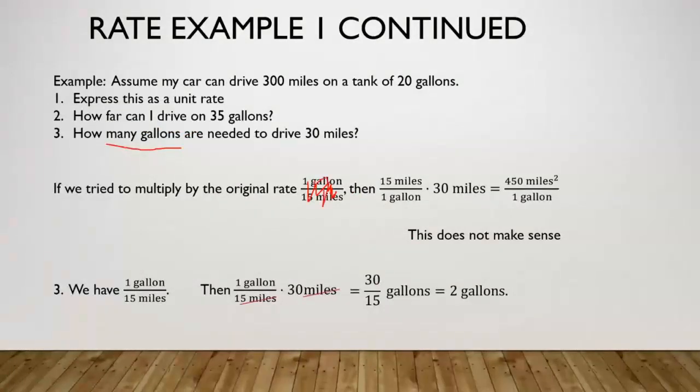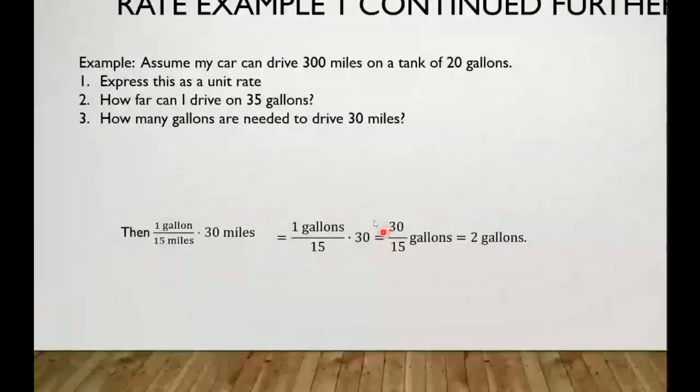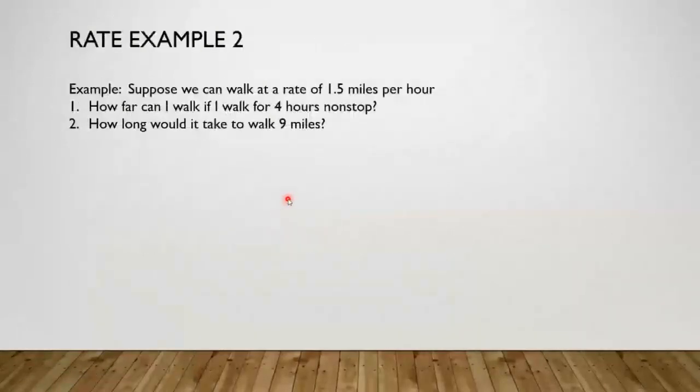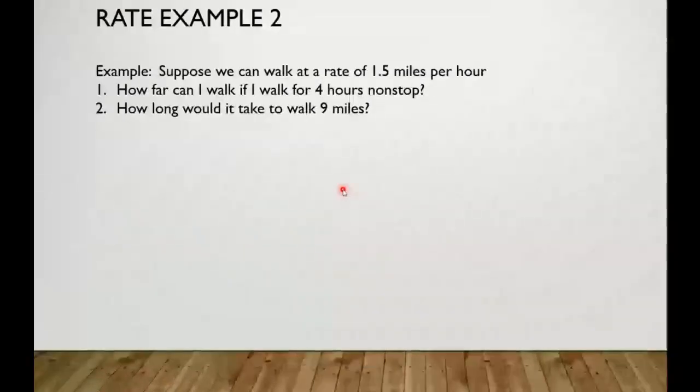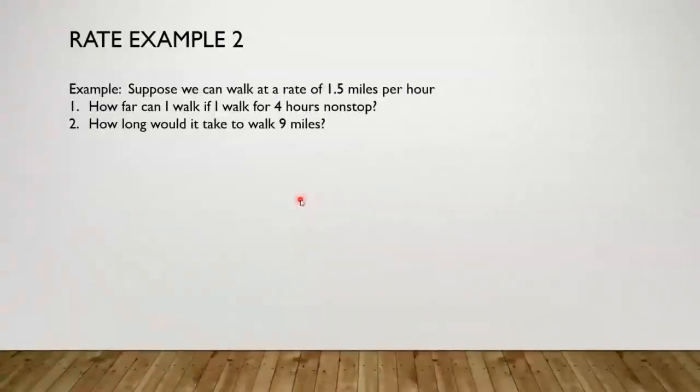Okay, so that's good. Again, I'm sorry about that mistake. Now we're going to move on to another example. Here's another one. Let's suppose we can walk at a rate of 1.5 miles per hour. So that's the speed that we're walking. We want to know how far I can walk if I walk for 4 hours, nonstop.